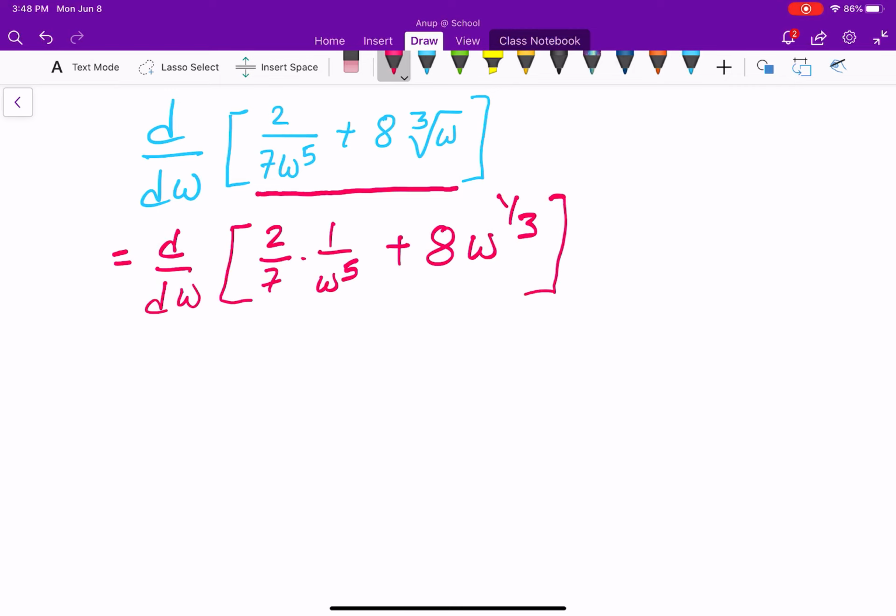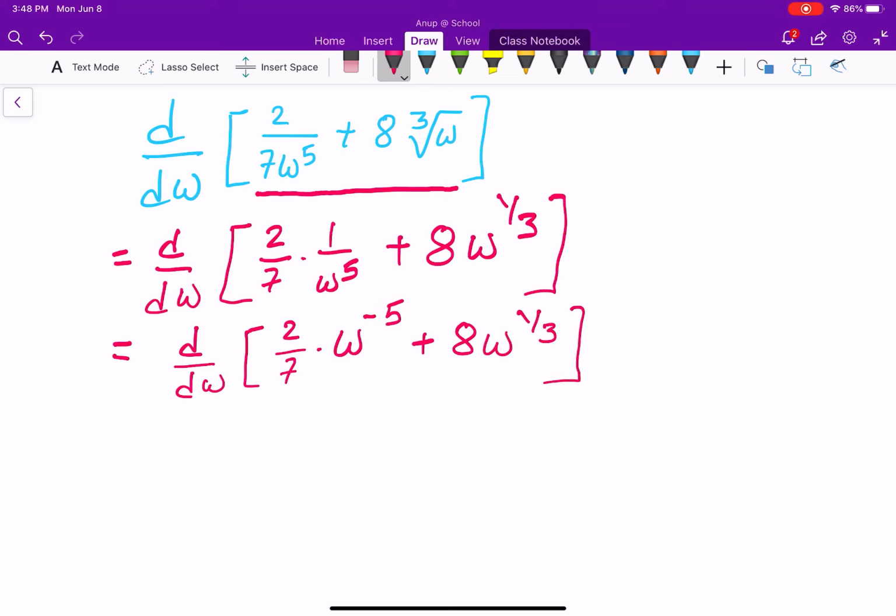So let's do that, and then I can rewrite this as 2 over 7 times 1 over w to the power 5, which can be written as w to the power minus 5 if you want to change it into the negative exponent, plus 8 times w to the power 1/3. Why am I writing it in this form? You can clearly see that I can use the sum rule to find the derivative of the sum of these two functions, and at the same time, the derivatives of w to the power minus 5 and w to the power 1 over 3 can both be figured out by using the power rule. So let's apply that.